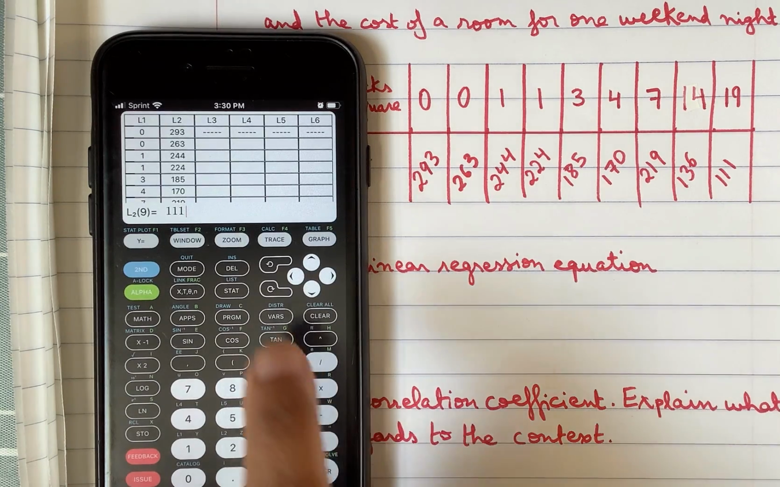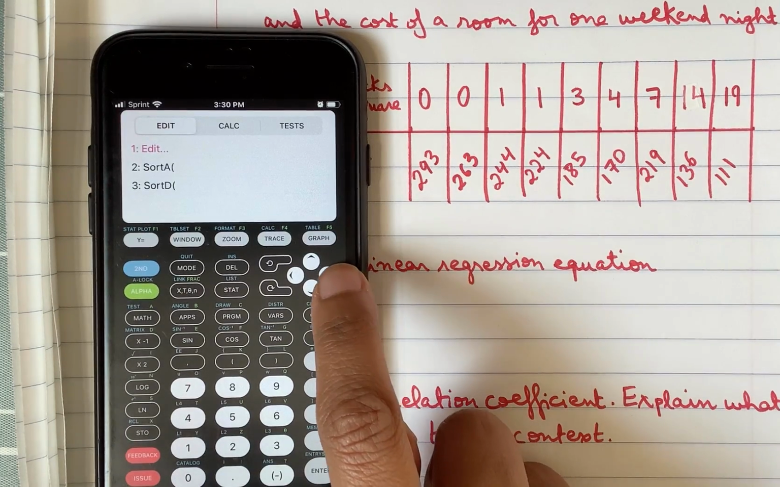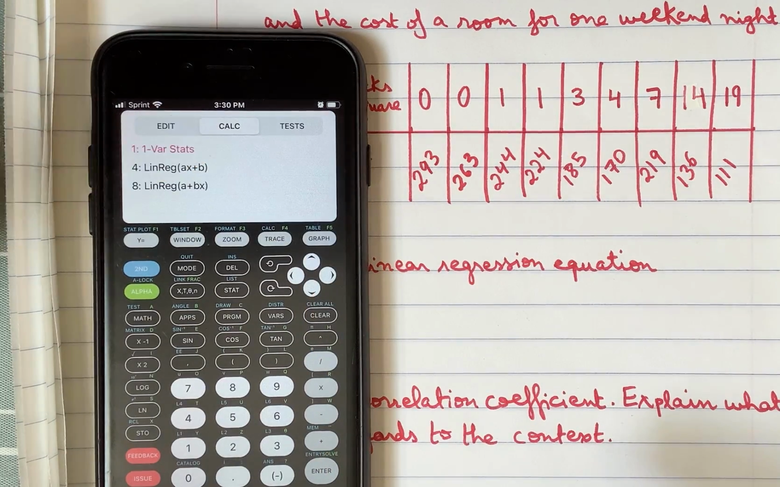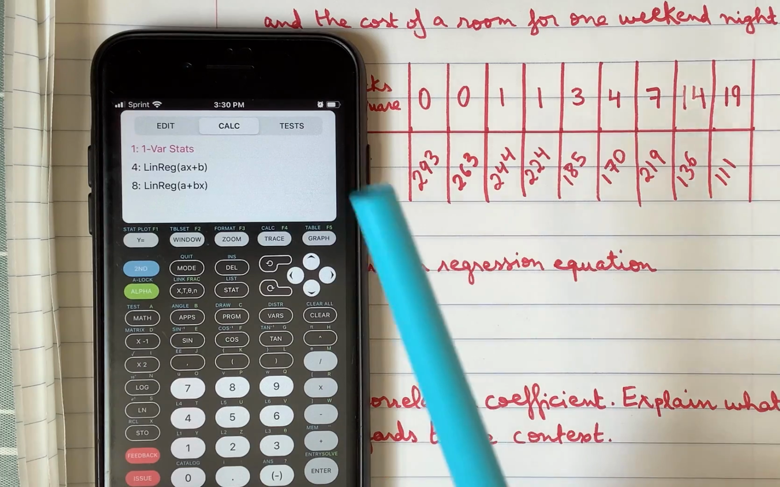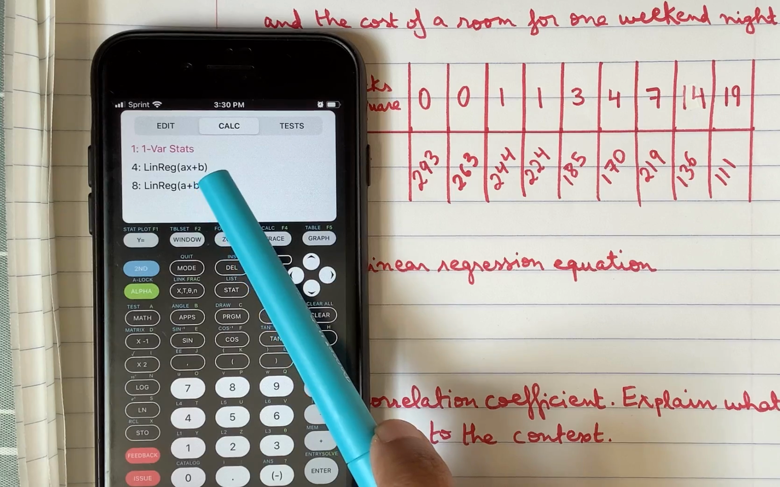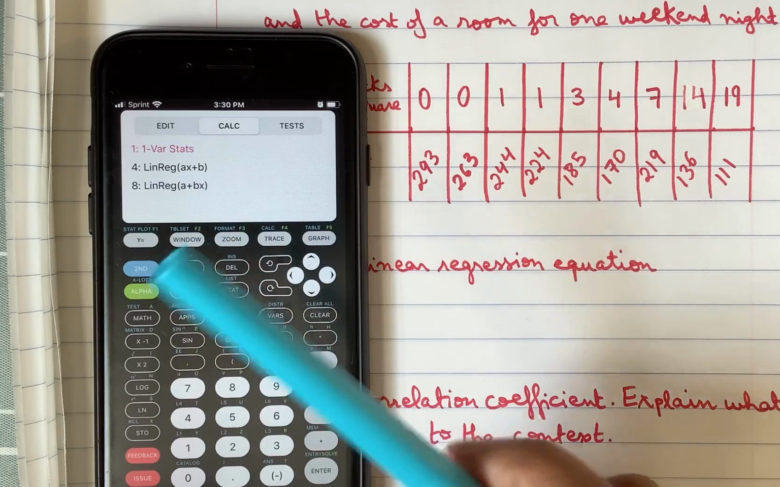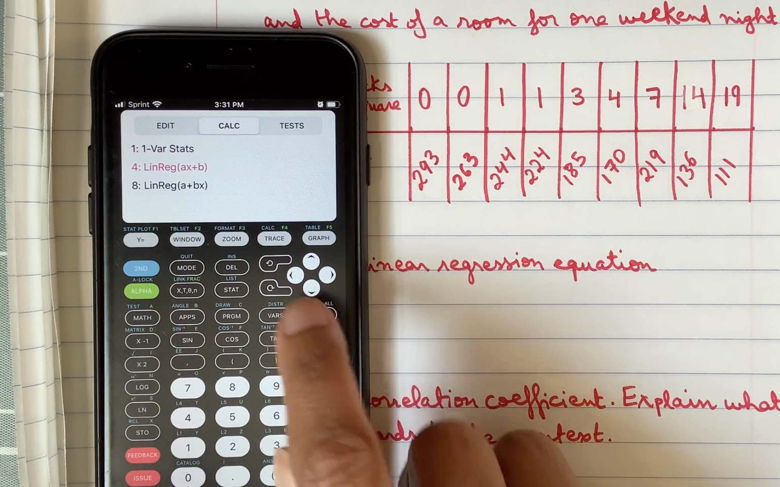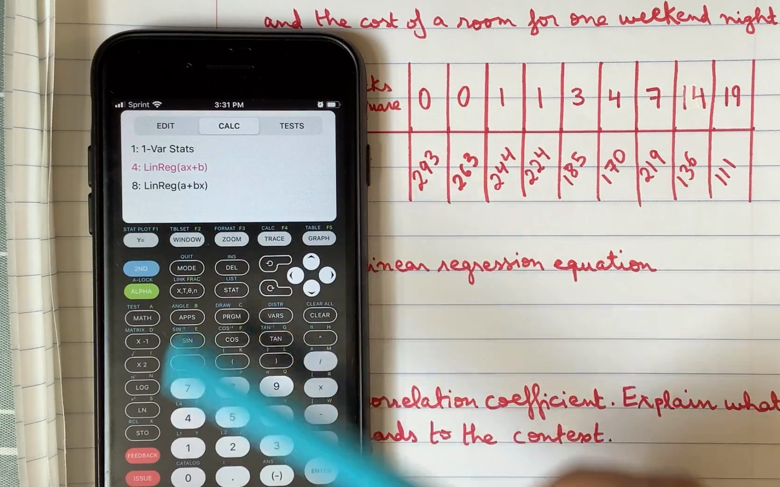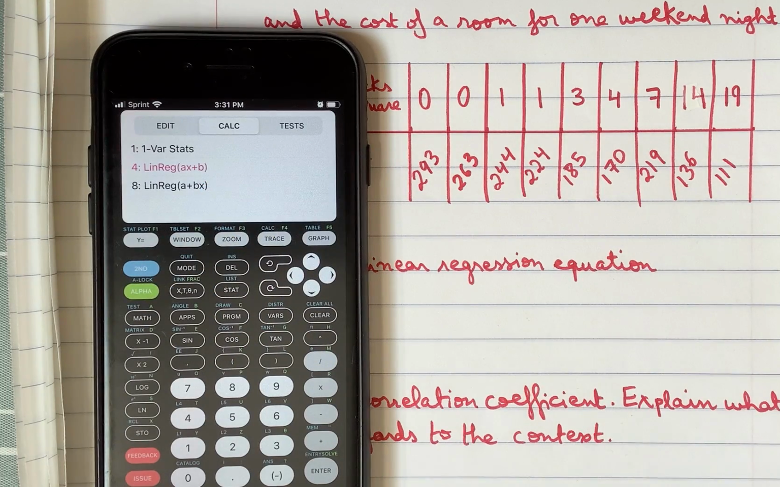The next step would be to hit stat again, okay? And this time we are going to select calculate. So I'm going to take my right arrow and select calculate. You can also hit the calculate option here. And we need the function linear regression ax plus b, okay? So make sure that you select this second option. It's highlighted in red. Depending on your calculator, it may be at different positions, but we need the linear regression ax plus b. And I'm just going to write it down.